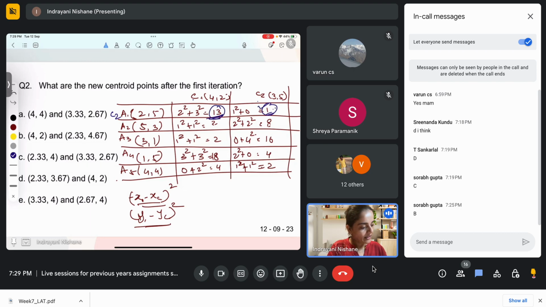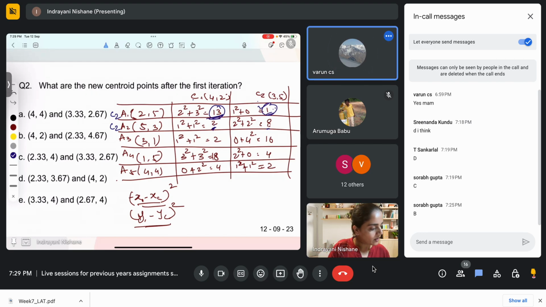Similarly, will A2 go to C1 or C2? Between 2 and 8, which is the closest? 2, right? We should see the minimum. So 2 is closest, which means C1. We will assign A2 to cluster 1, because 2 is shorter and 8 is farther. Next point: between 2 and 16, 2, which means C1 or C2?